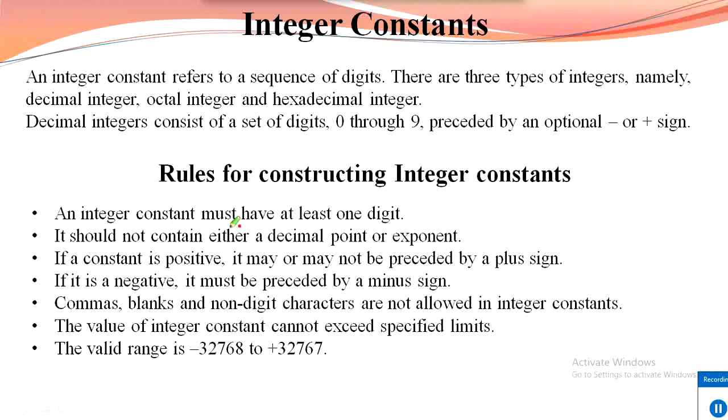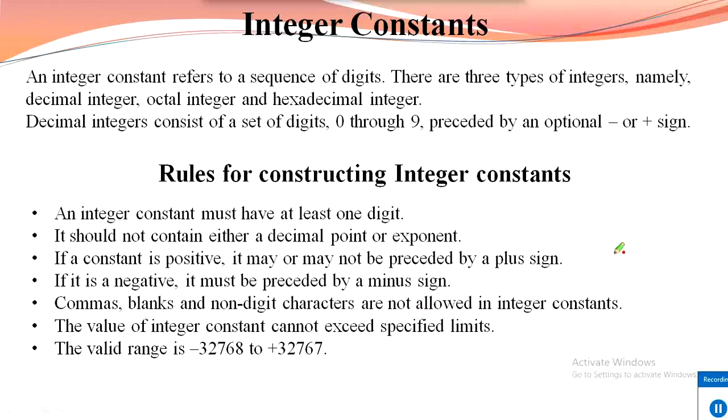An integer constant must have at least one digit. It should not contain either a decimal point or exponent. If a constant is positive, it may or may not be preceded by a plus sign. If it is negative, it must be preceded by a minus sign. Commas, blanks, and non-digit characters are not allowed in an integer constant.